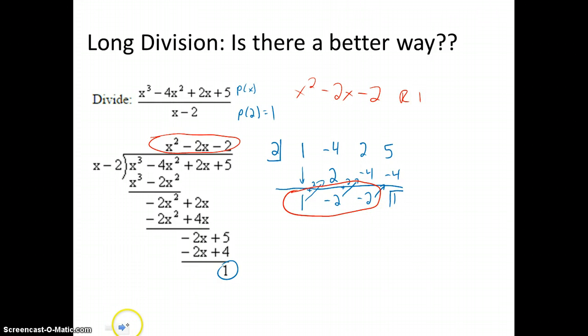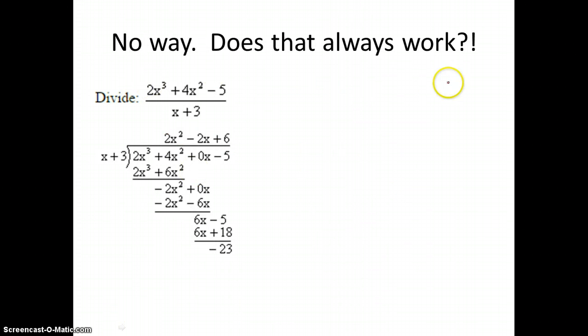Let's take a look at another example. It does always work. I know it's pretty surprising. It's pretty cool that we can do this. So once again, we have our entire long division written out here. And this is an important point. There's no x term in here. Since there's no x term, we have to make sure we put in that 0x.